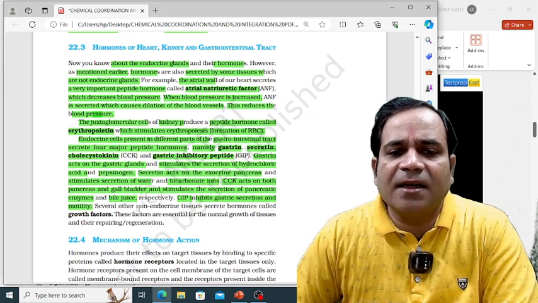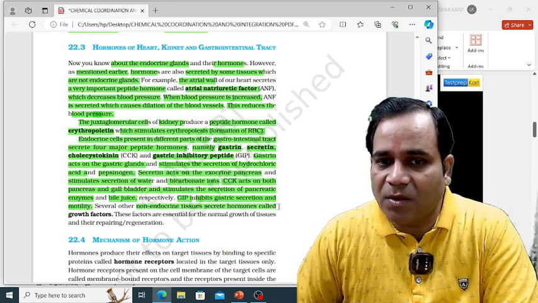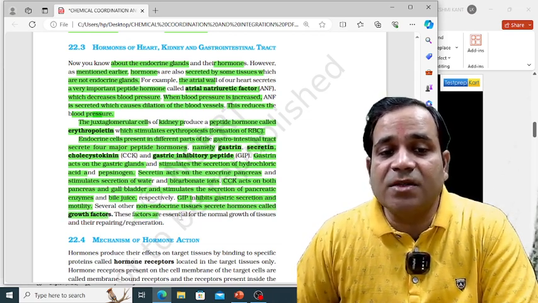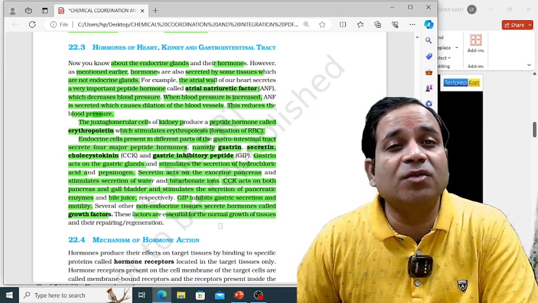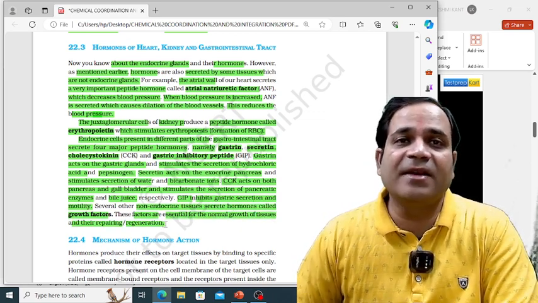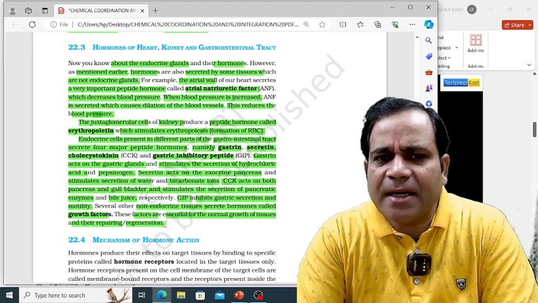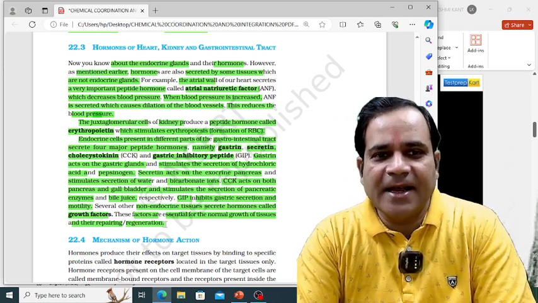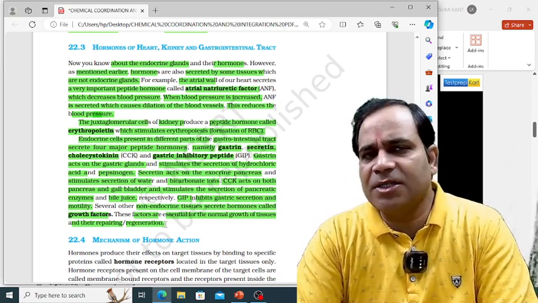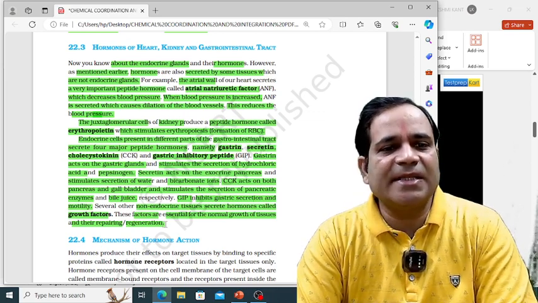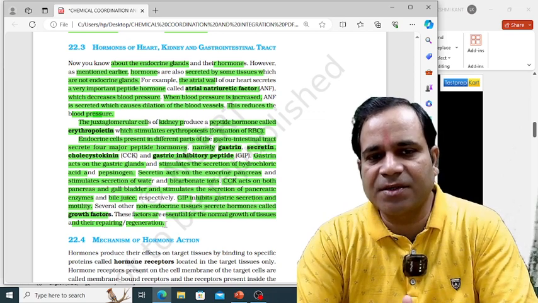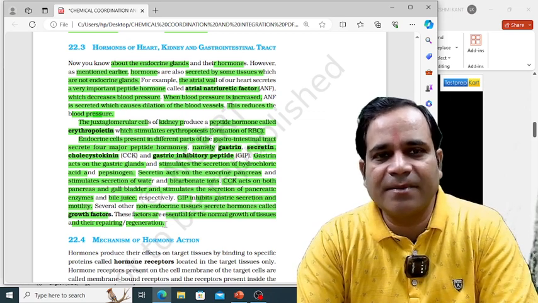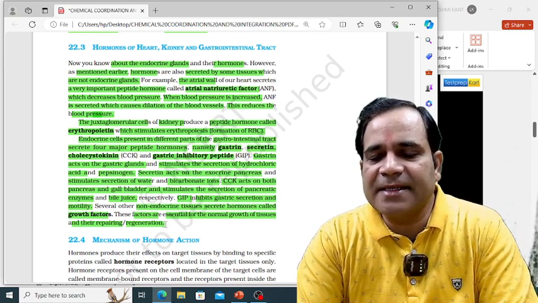Several other non-endocrine tissues secrete hormones known as growth factors. These factors are very essential for the normal growth of tissues and their repairing and regeneration, right? So GIP mainly inhibits gastric secretion and motility, while non-endocrine tissues secrete growth factors responsible for normal growth of tissues, as well as repairing and regeneration, my dear. Clear? I hope this is clear to all of you.